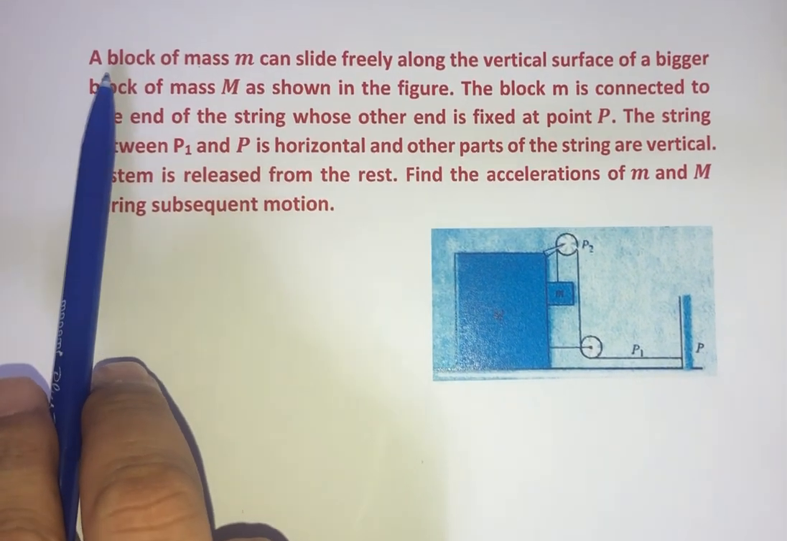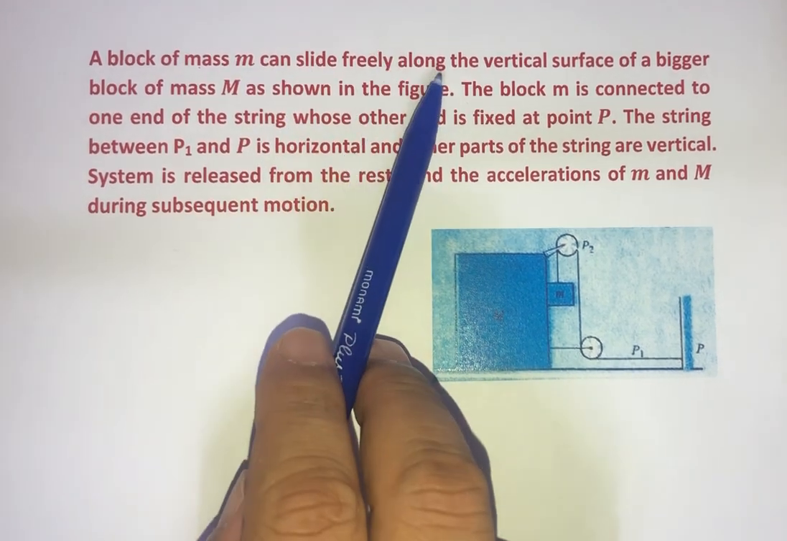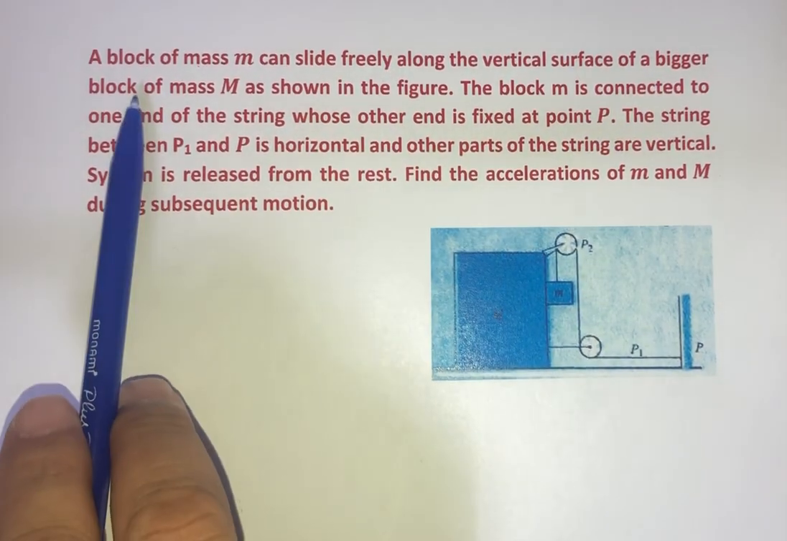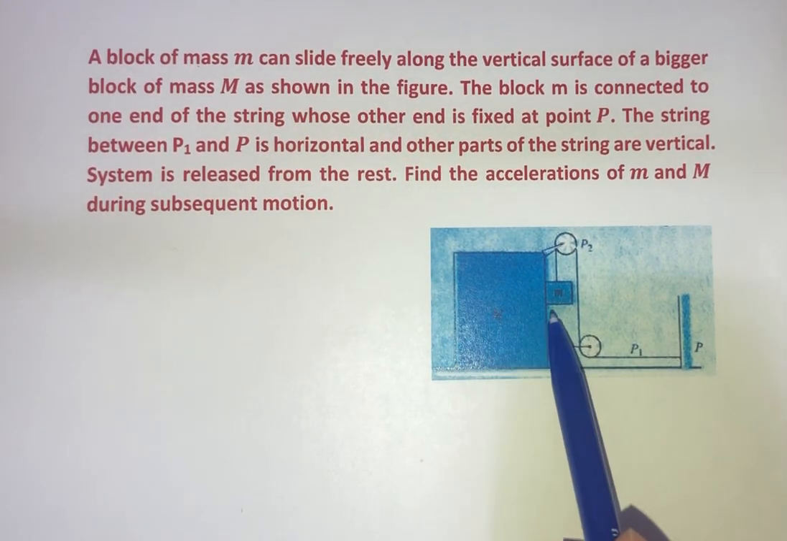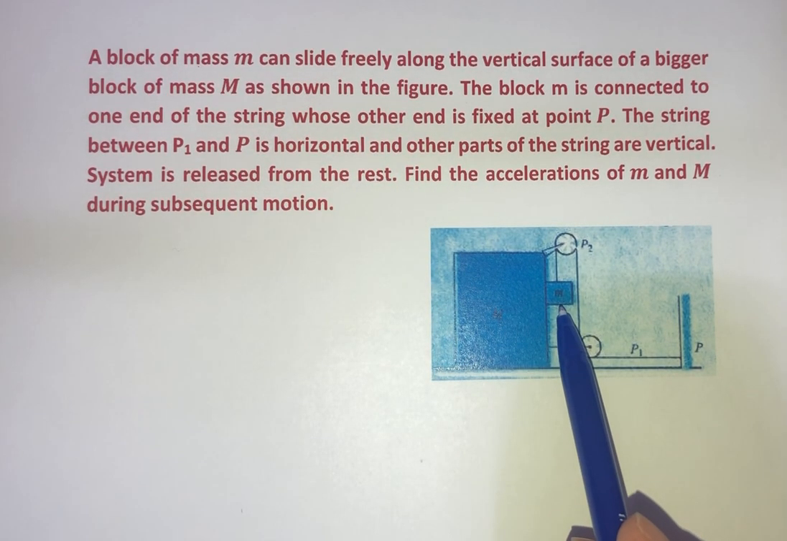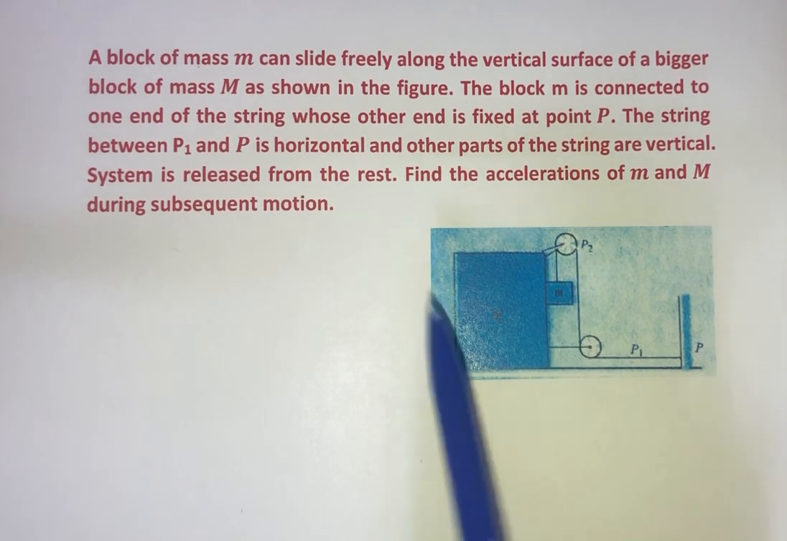Hello friends, in today's question, a block of mass small m can slide freely along the vertical surface of a bigger block of mass capital M as in the figure. So this is mass capital M, this is mass small m, and it is able to slide freely along the surface of this capital M.